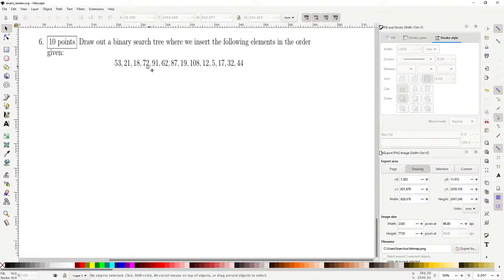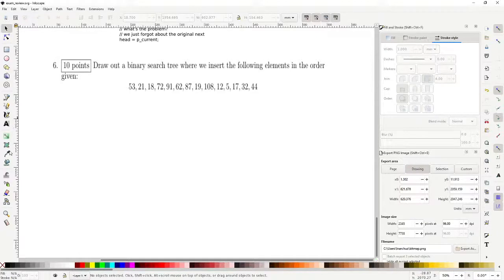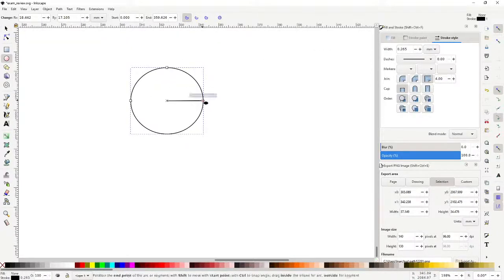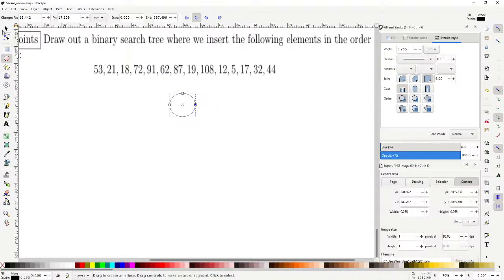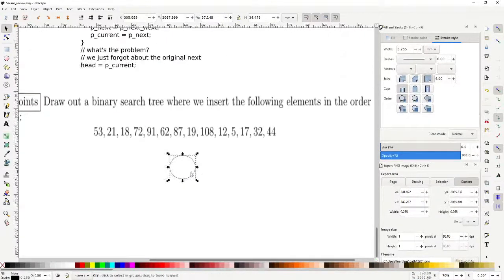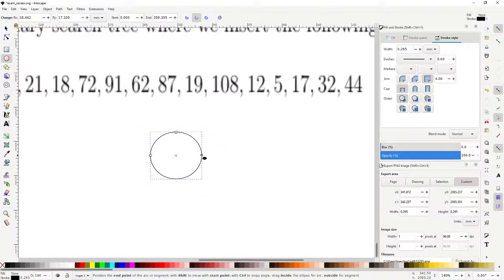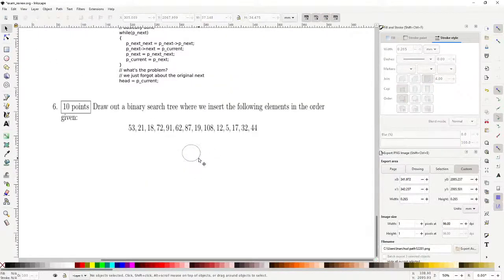Okay, so here's the thing. Let's draw out a binary search tree where we insert the elements in the following order. I'm going to do this fairly quickly unless I screw up, and then I'll do it a little slower. There we go. Perfect. It's still a little messed up. I think we just have to unify them somehow. Okay, there we go. Now I think the circle should be fixed.